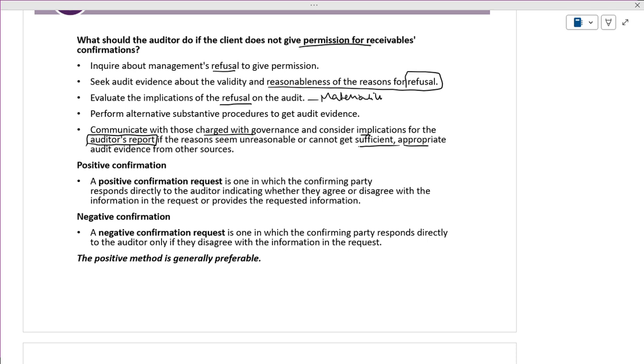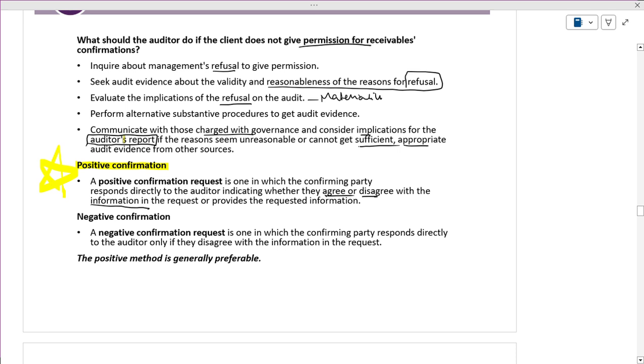A positive confirmation request is one in which the confirming party responds directly to the auditor indicating whether they agree or disagree with the information. Focus on this, okay? I am putting a star mark here. What is the positive confirmation? There are a few questions on this, to differentiate between positive confirmation and negative confirmation.